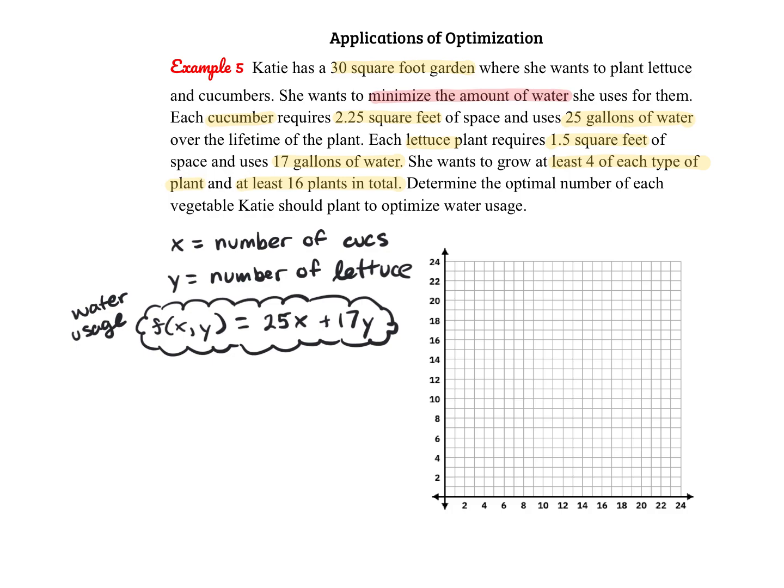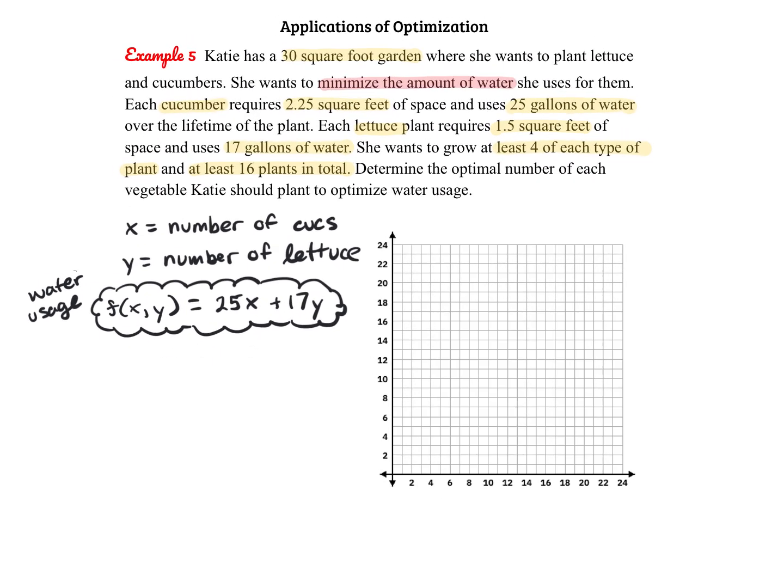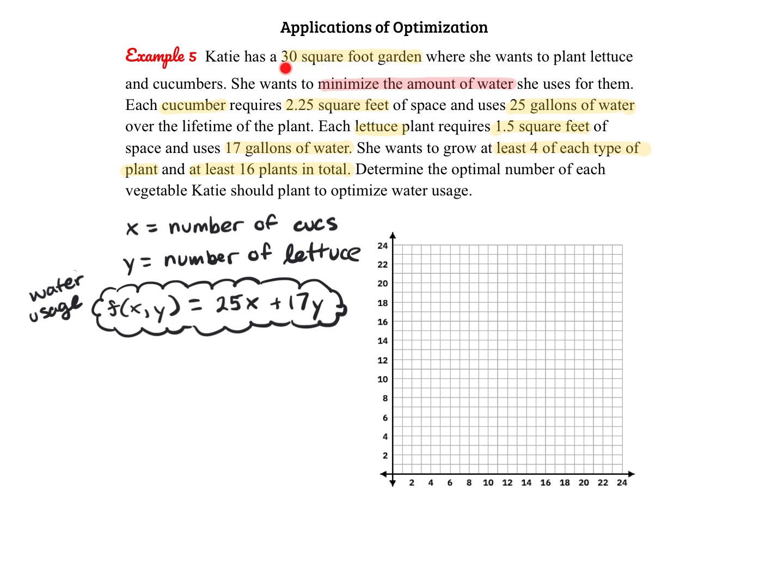But now we need to consider all of those constraints. So the first constraint that we can work with would be the amount of space she has. So she cannot go over that 30 square feet. Now, that being said, she can go up to it or less than it, but it needs to be below, so less than or equal to 30. So the square footage would be taken up by cucumber, which takes 2.25 square feet per plant. So I'd say 2.25x.